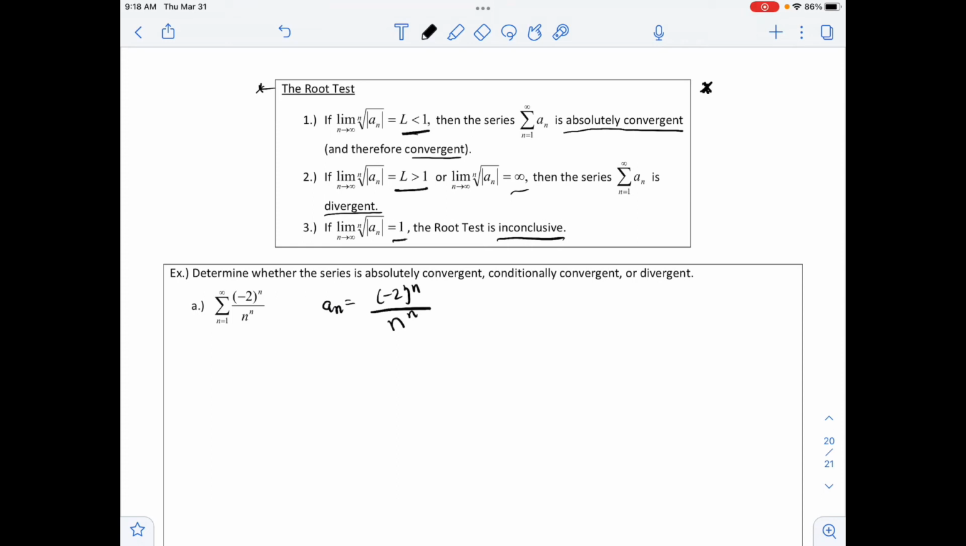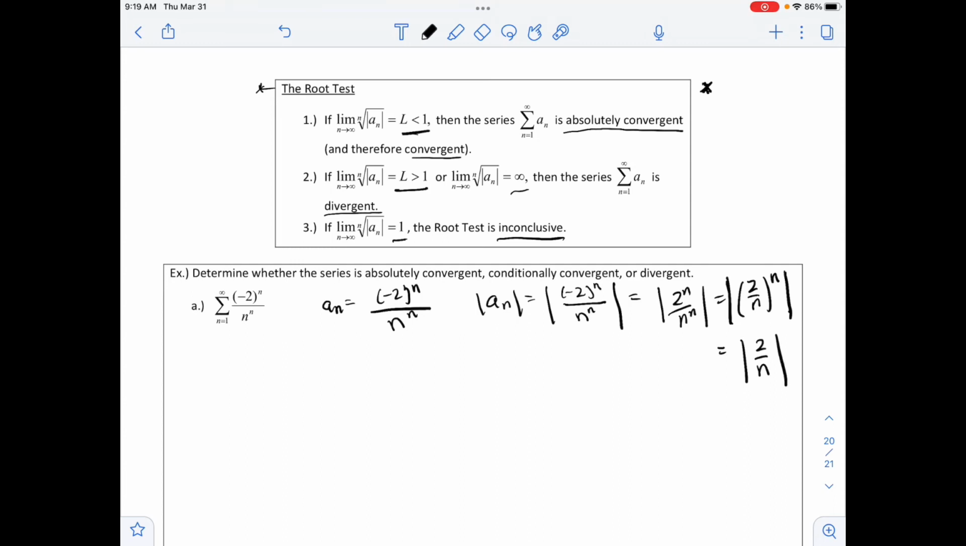And so the absolute value of a sub n would be the absolute value of negative 2 to the nth power over n to the nth power. Since the negative wouldn't matter when we're dealing with absolute values, it's going to be 2 to the nth over n to the nth, or rewriting this as the absolute value of 2 over n to the nth power. And we also have rules where you're able to pull out that exponent of n outside that absolute value.